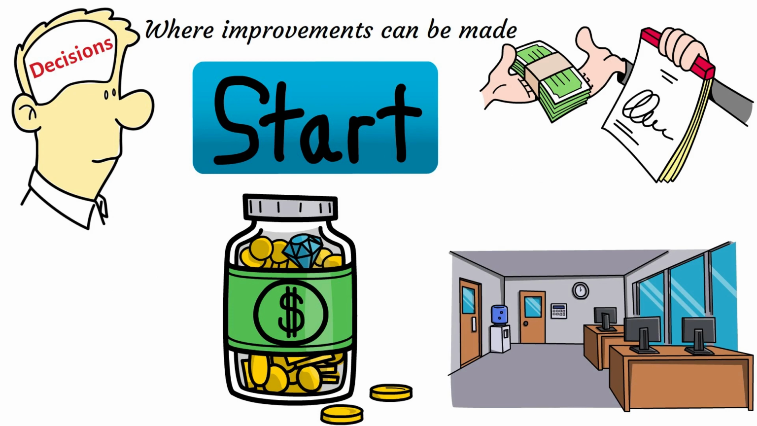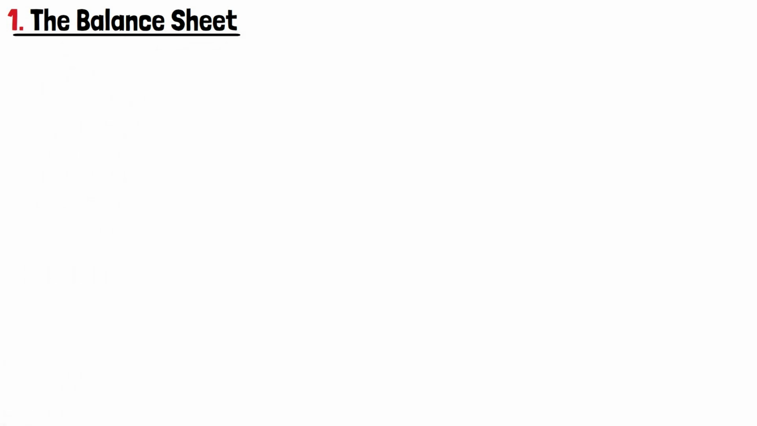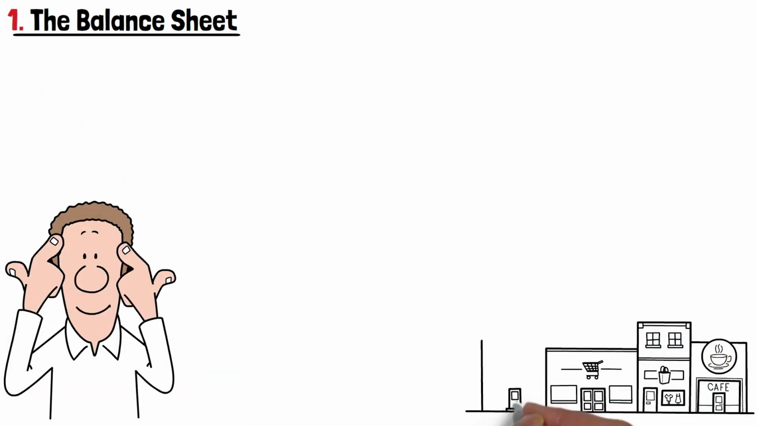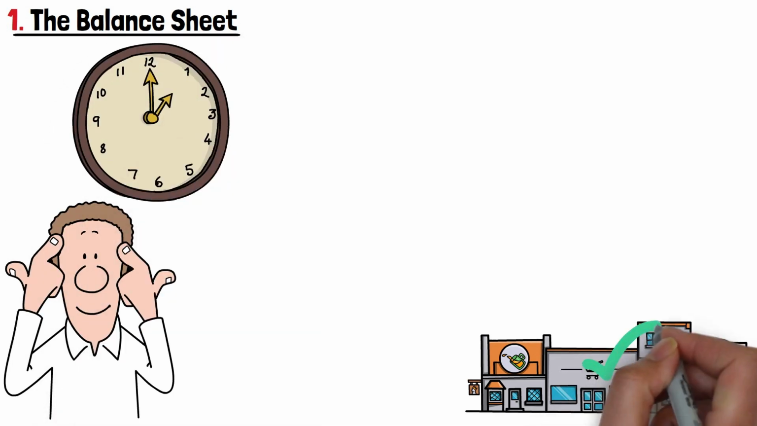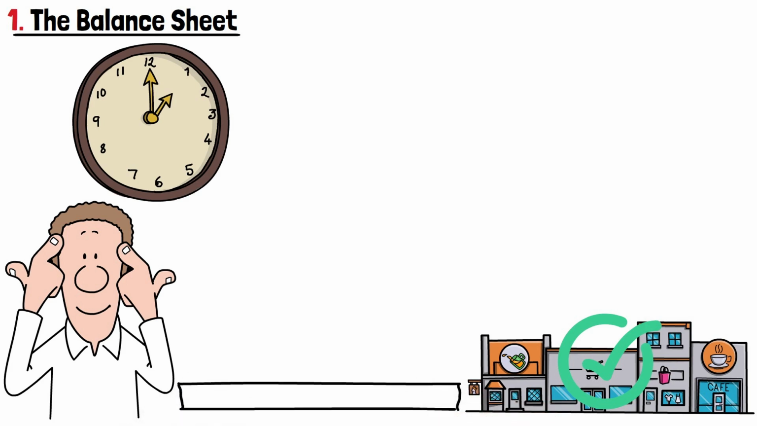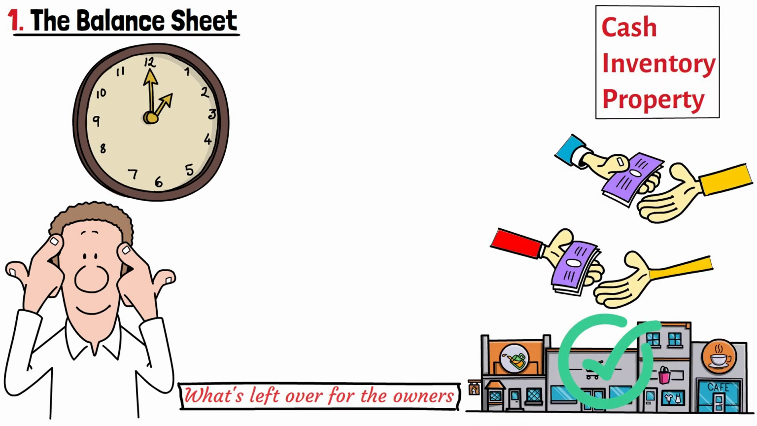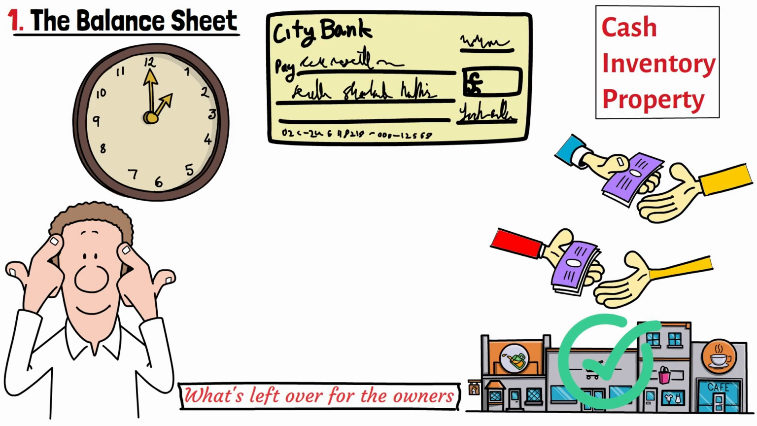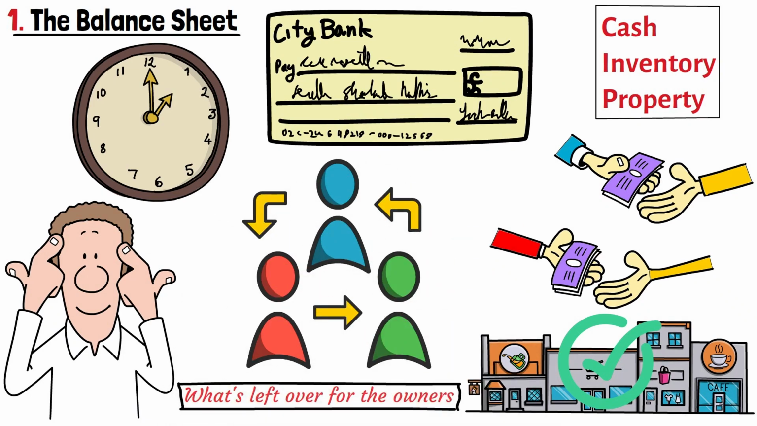Let's start with the basics, the three main financial statements. Number 1, the balance sheet. Think of the balance sheet as a snapshot of a company's financial health at a specific point in time. It lists what the company owns, aka assets, what it owes, aka liabilities, and what's left over for the owners, aka equity. Assets can include things like cash, inventory, and property, while liabilities might include loans, accounts payable, and taxes owed. Equity represents the portion of the company owned by its shareholders.